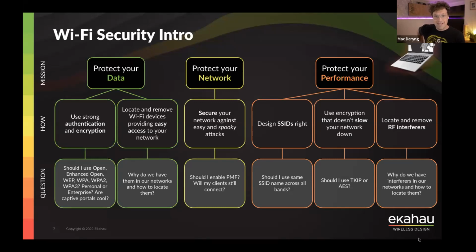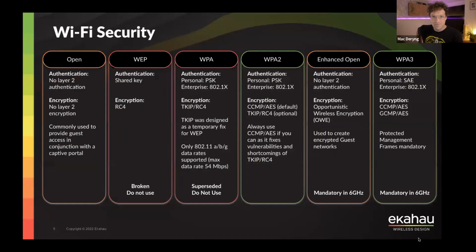Use encryption that doesn't slow your network down. So should you use TKIP or AES? Which one is the dodgy one? We will answer that question momentarily. And locate and remove RF interferers. How do you locate RF interferers? What tools do you use and how do you remove them from the network? We will try to answer all these questions in today's webinar.